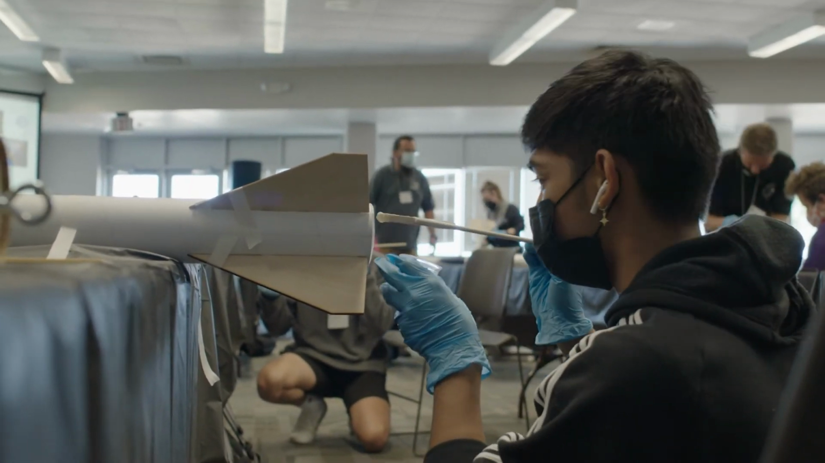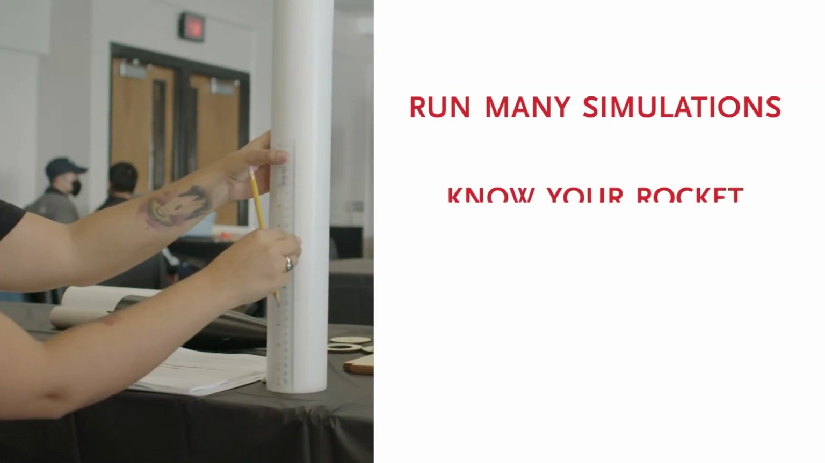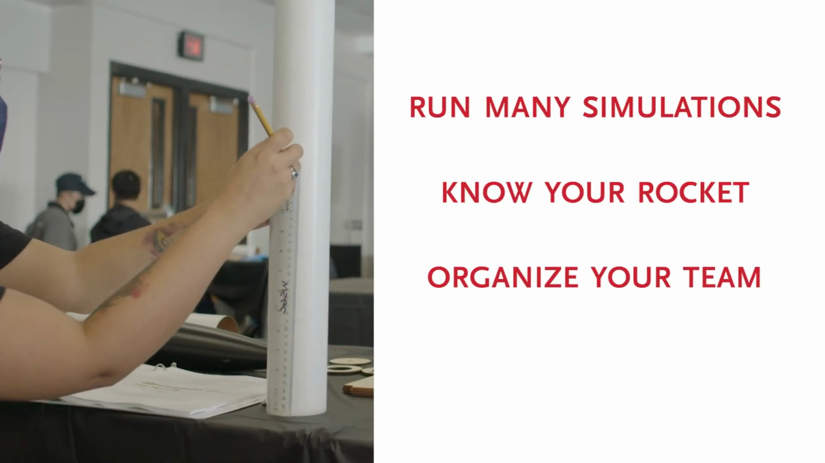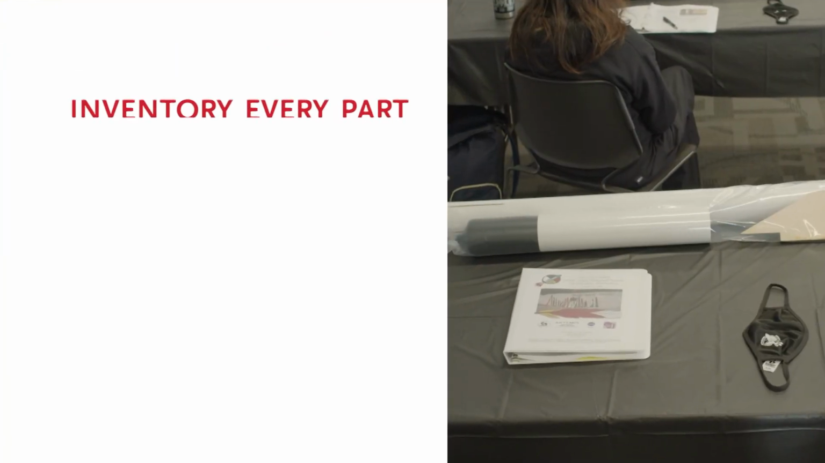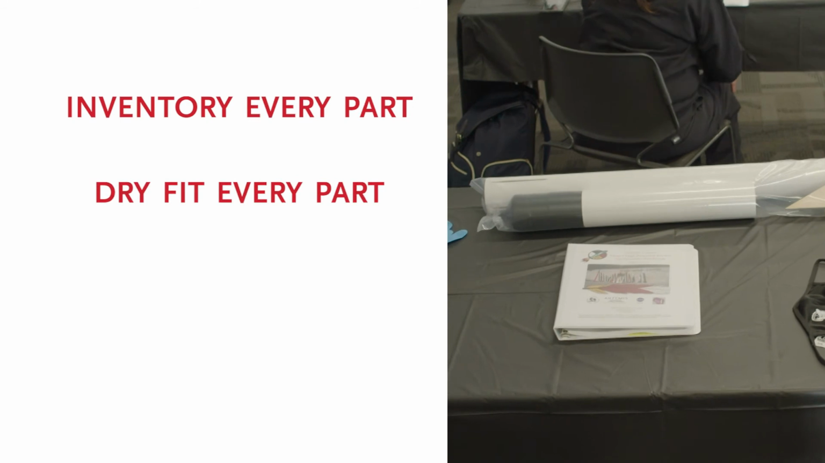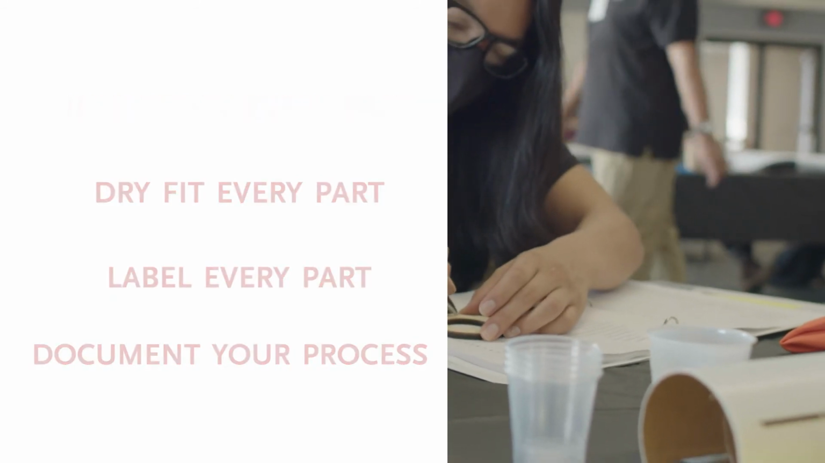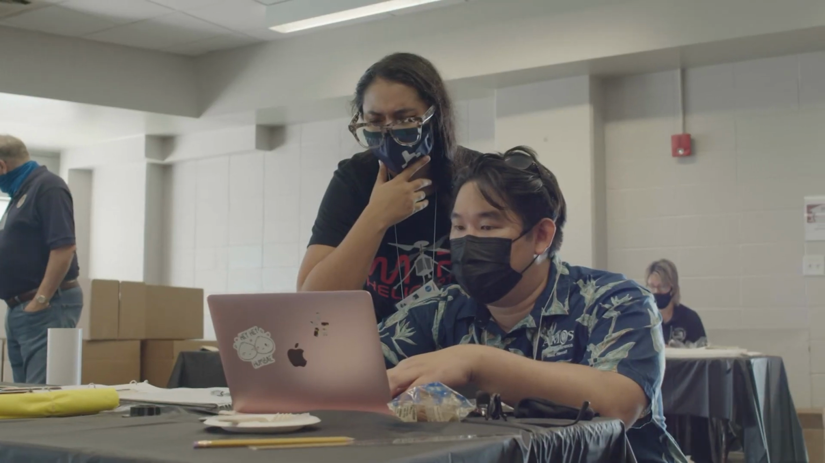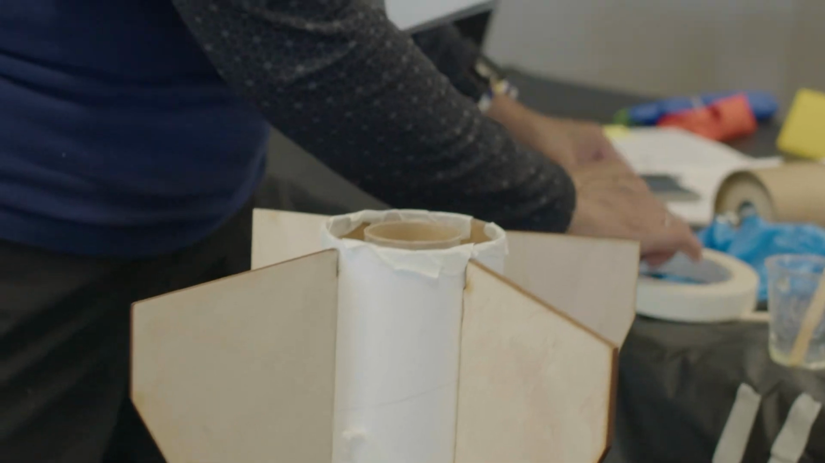To quickly review, run mini simulations, know your rocket, organize your team, and plan your assembly before you even open the box. Inventory every part, dry fit every part, label every part, and document your process. After you think it is done right, measure, test it, and log it. Keep your workspace clean and be safe.